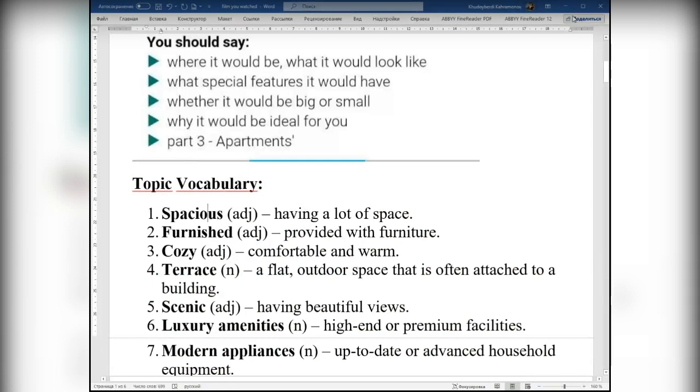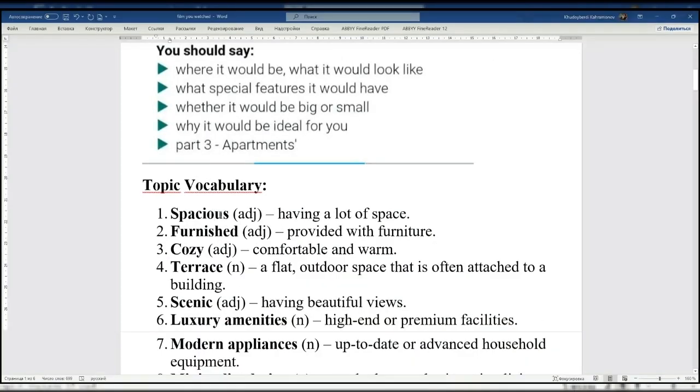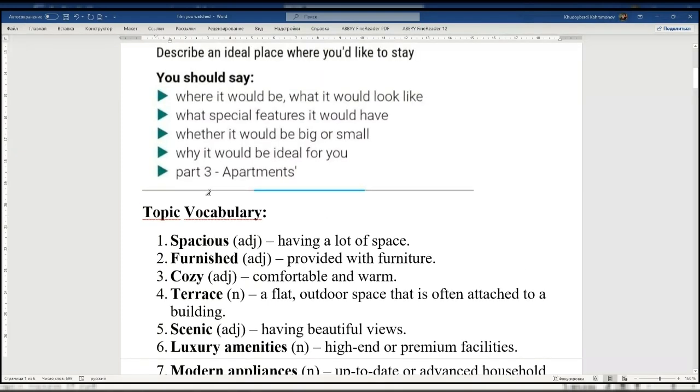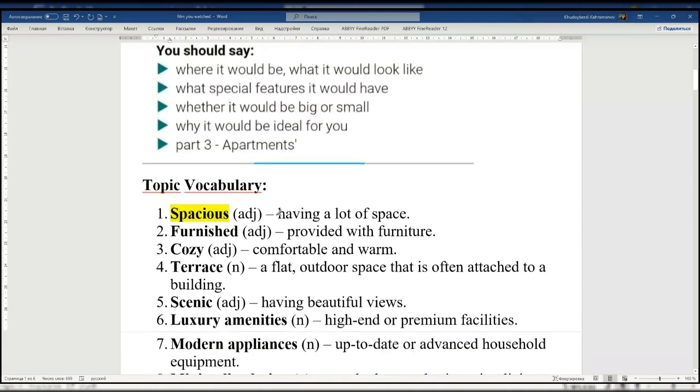Alright, let's pay attention to some vocab that I show you on my screen. First of all, we need to learn how to describe a place, right? A place, anything it would be. The first one is spacious. It's like having a lot of space. It means large and wide, right? And furnished, which means provided with furniture. And cozy, comfortable and warm.